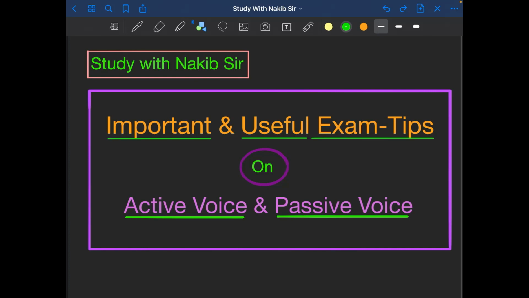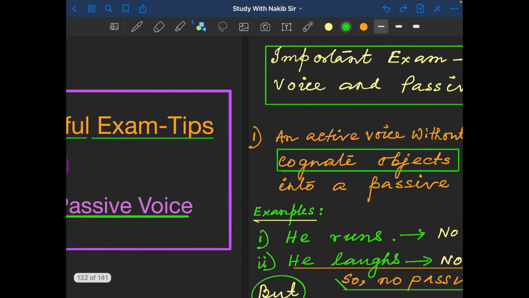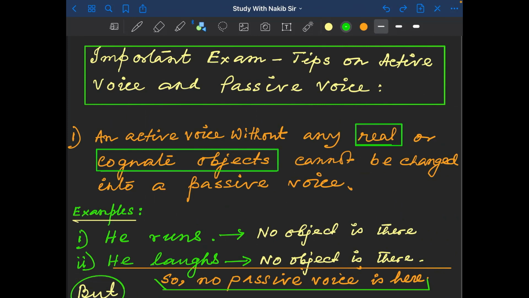So our day's topic is important and useful exam tips on active voice and passive voice. I wish you enjoy your learning. Now go to the main points. Important exam tips on active and passive voice.